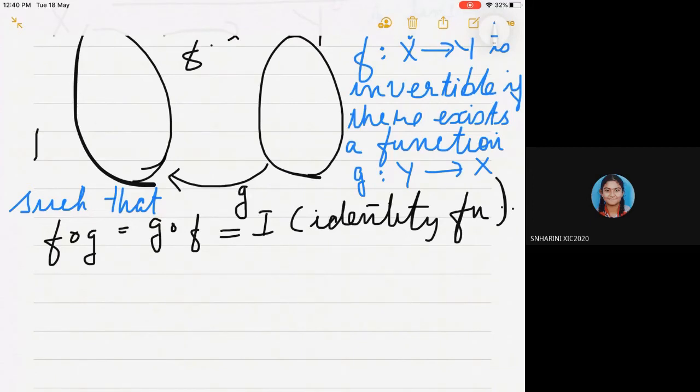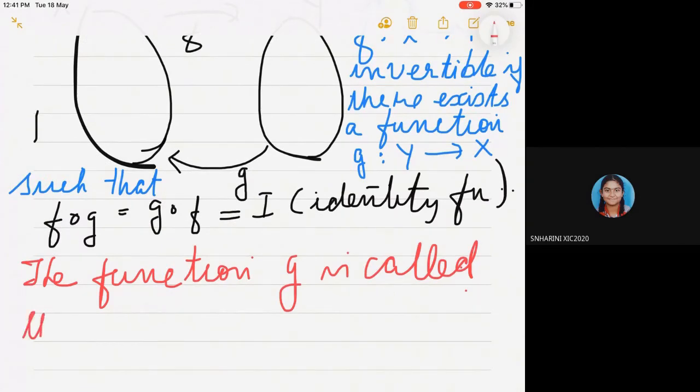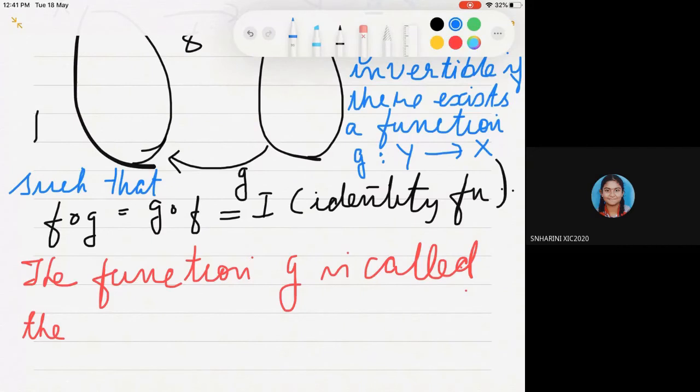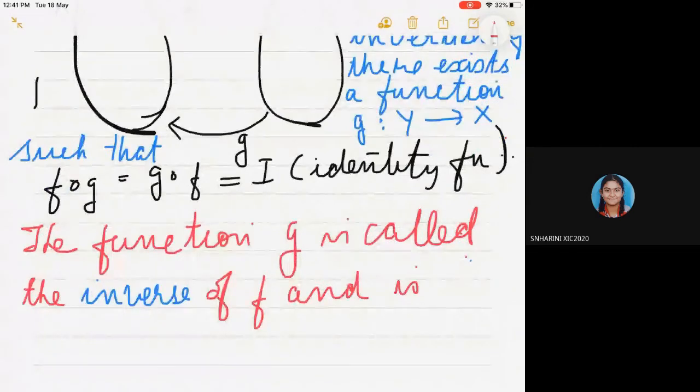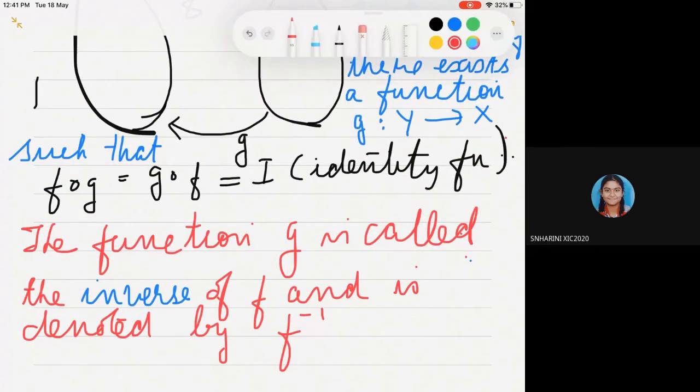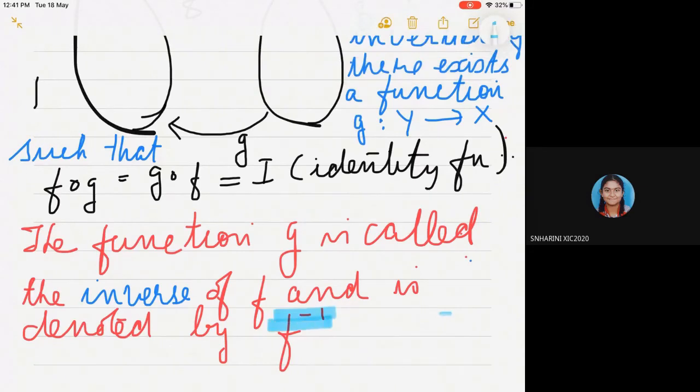The function g is called the inverse of f and is denoted by f inverse. This is a notation. Children, it is not f raised to minus 1. It is only a notation. It is just like a figure.